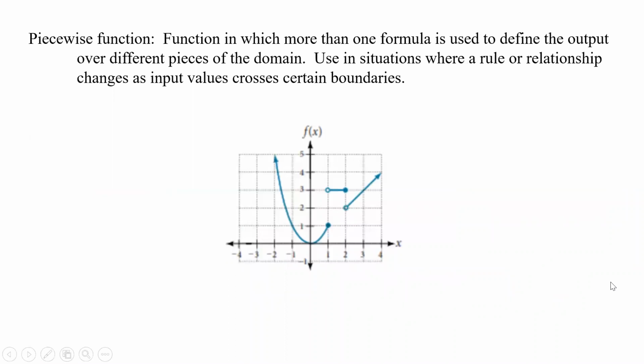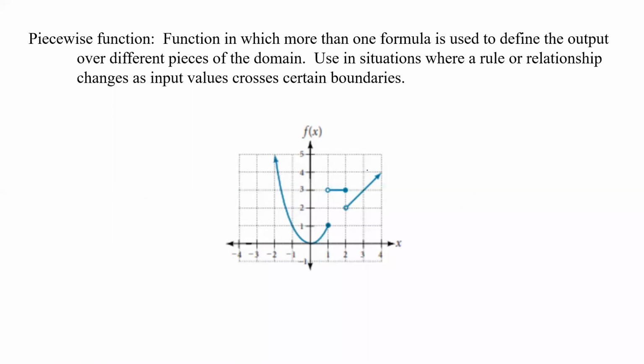All right, we have something called piecewise functions as well. Now these are basically functions in which more than one formula is used to define the output over different pieces of the domain. So we might say there's, in this case, 3 different parts of the domain. We have the part that covers this quadratic, then we have a linear constant part here, and then we have just a normal line part. So there's 3 different parts here.